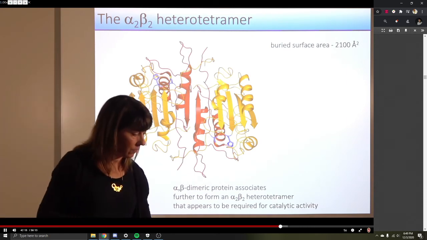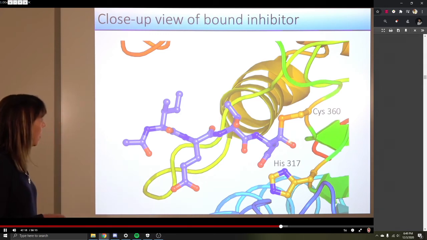So they went ahead and solved the structure, and it is with this inhibitor bound in here. So you have the cysteine that's been bound here. This is actually tetrahedral here. There would be a hydrogen back here. And you can see that it's bound here and it's inhibited.